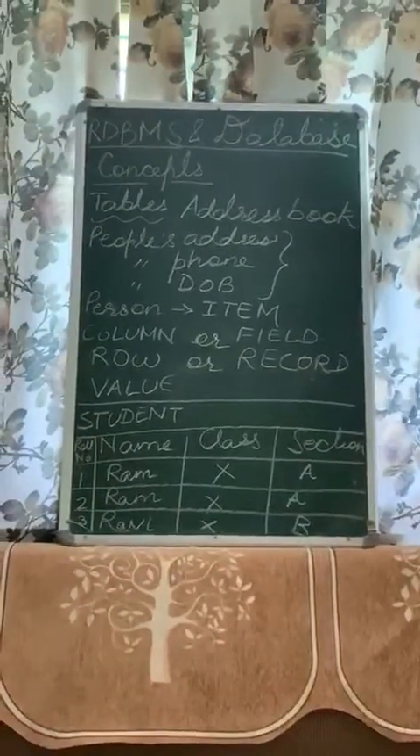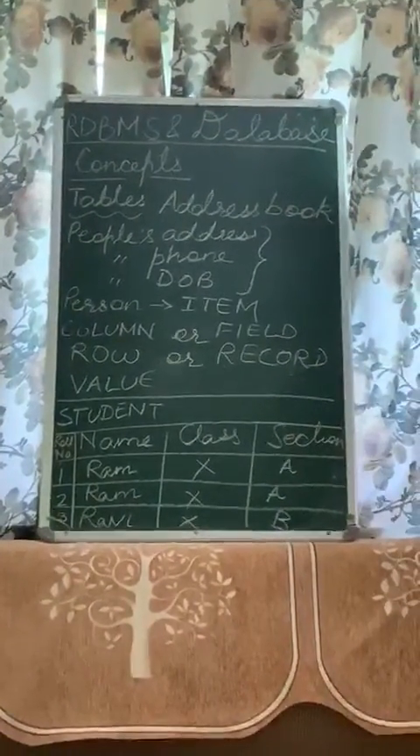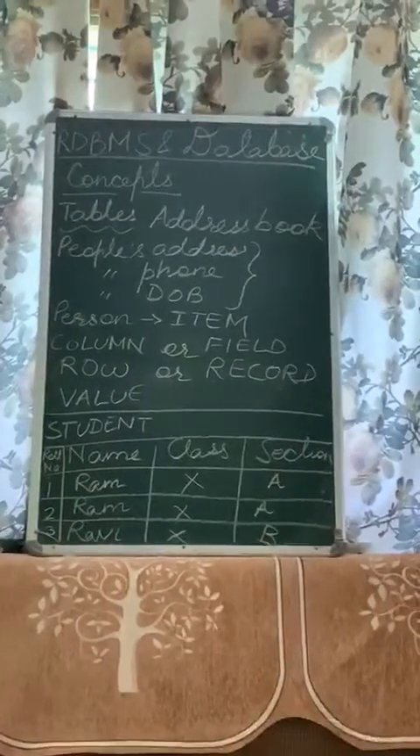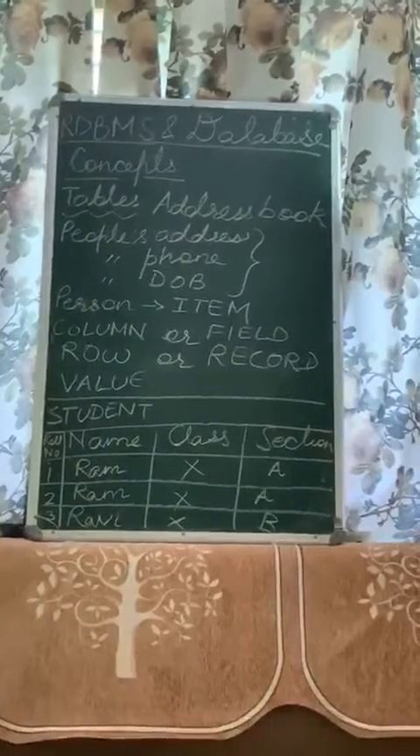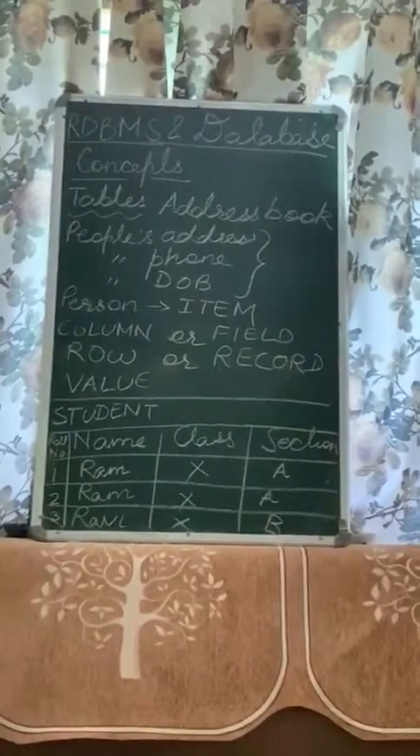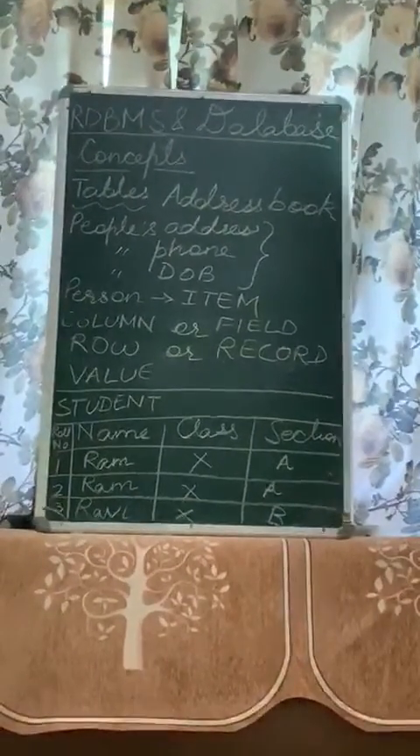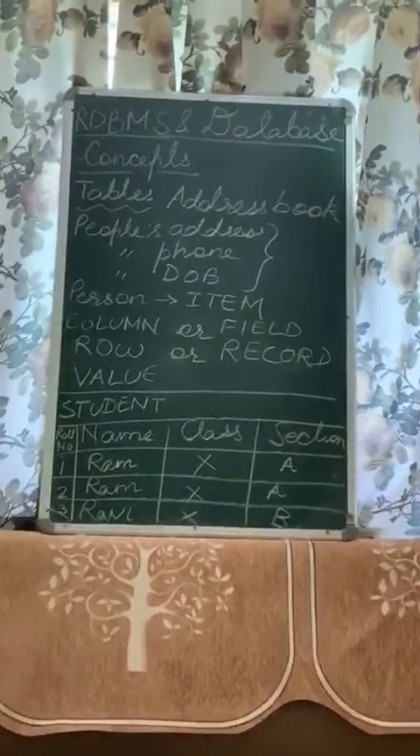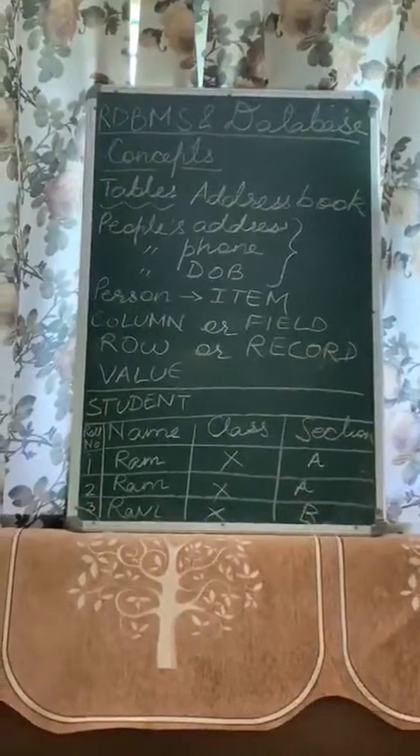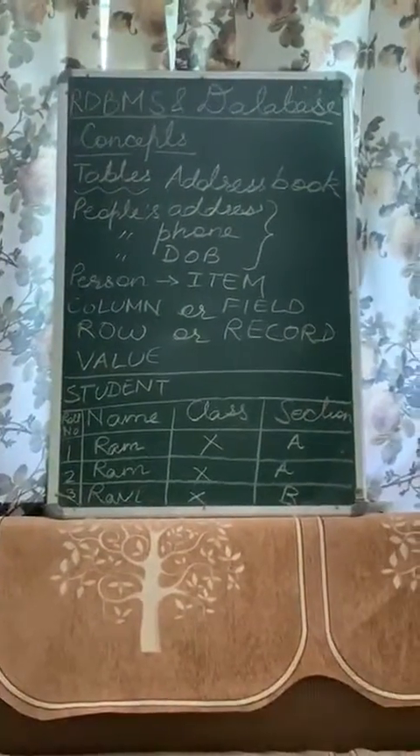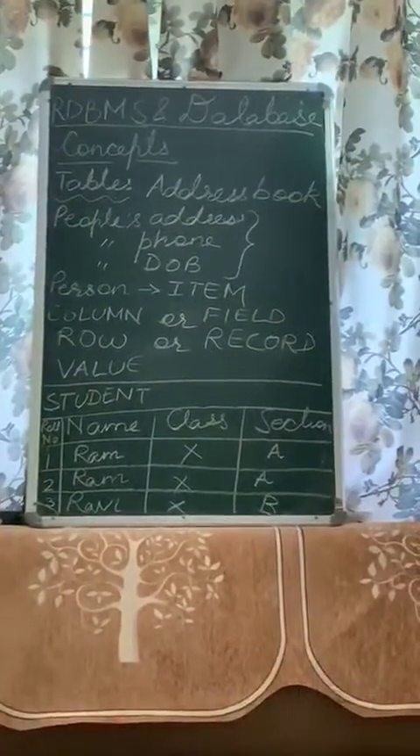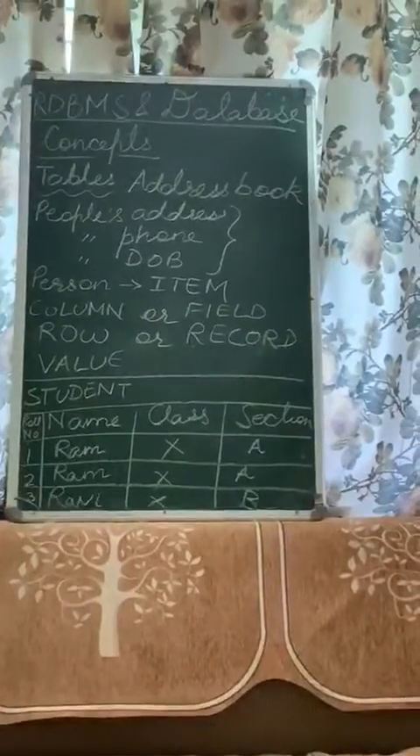Now relational, as the name suggests, relational database management system is a database management system that is based on the relational model. It was given by E.F. Codd. Now relational here refers that the data in your RDBMS is represented in the form of tables, and these tables are linked to each other.